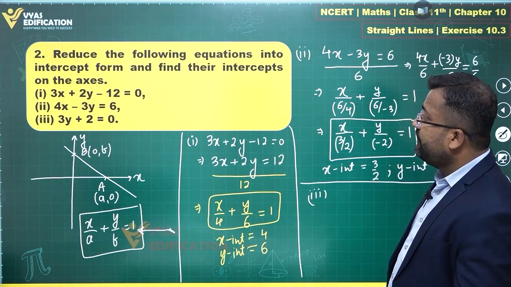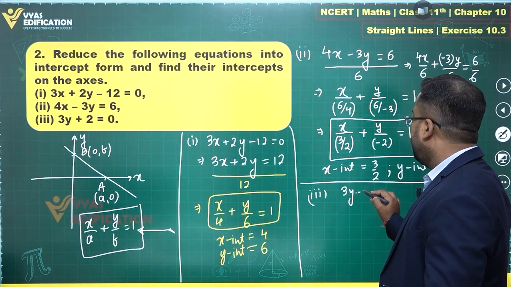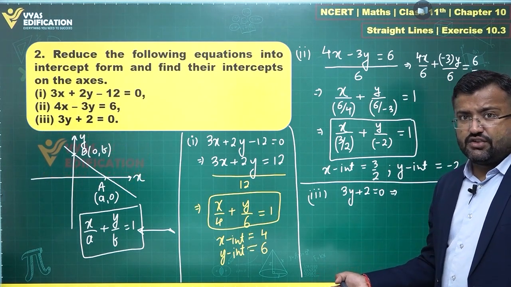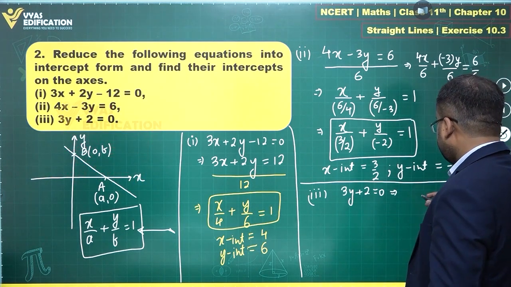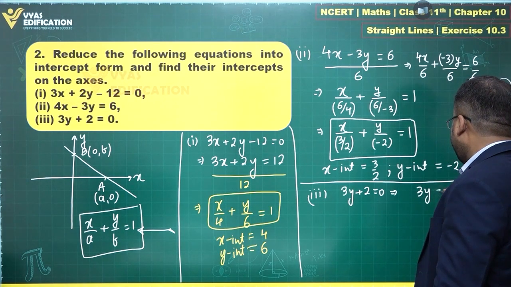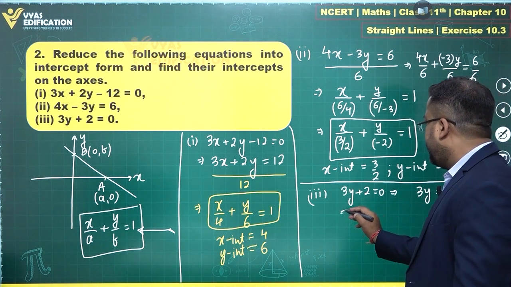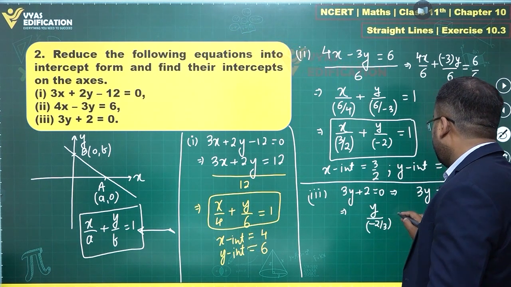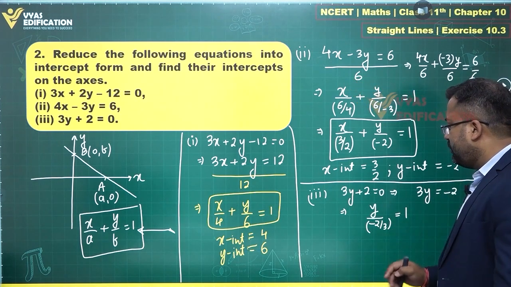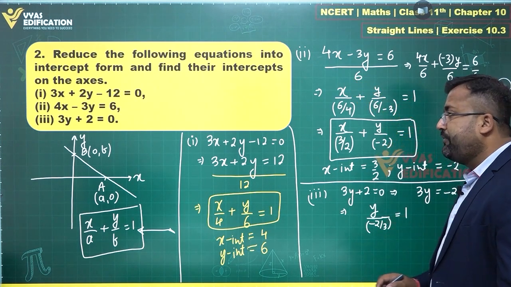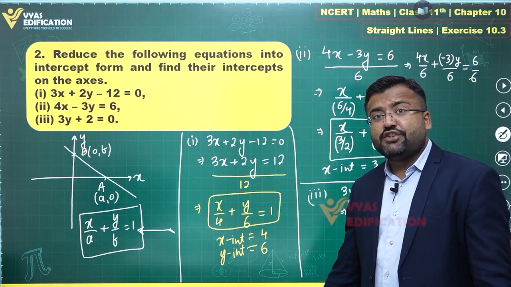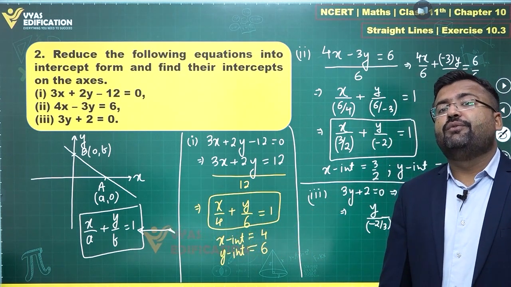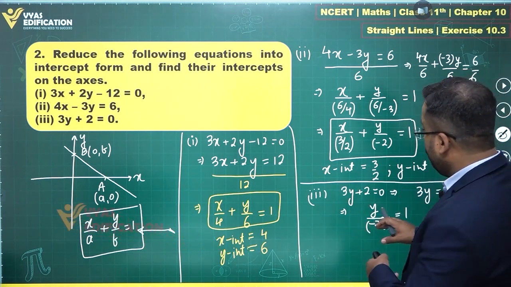In the third part, we have 3y + 2 = 0. We have no term of x, which is pretty interesting. So you will write it as 3y = -2, and further you can write it as y upon minus 2 by 3 is equal to 1, dividing by minus 2 and bringing that 3 down, the coefficient of y. Since there is no term of x, you observe that there is no intercept with the x-axis.